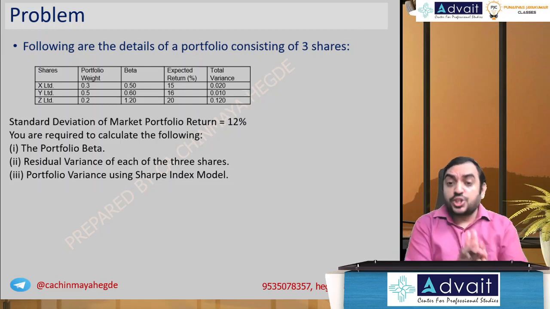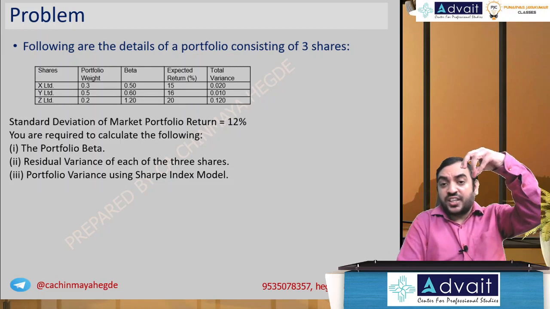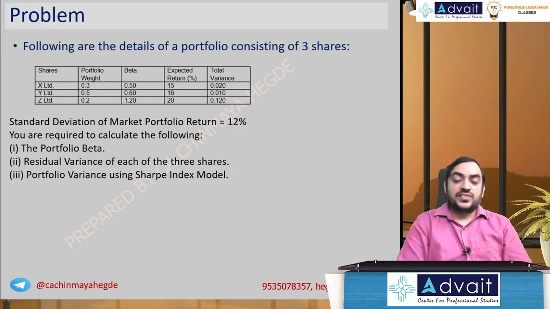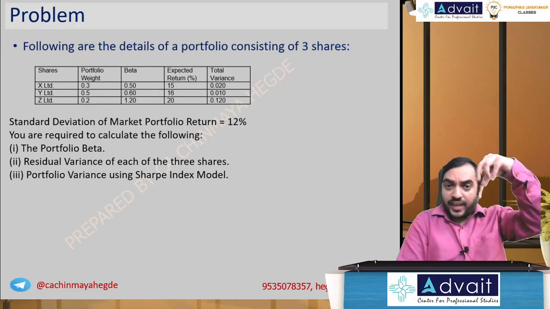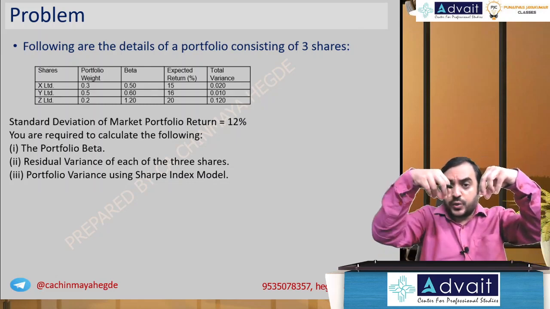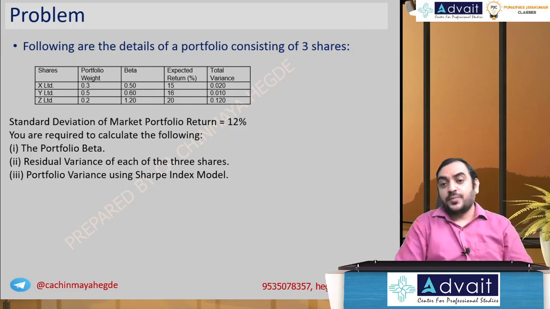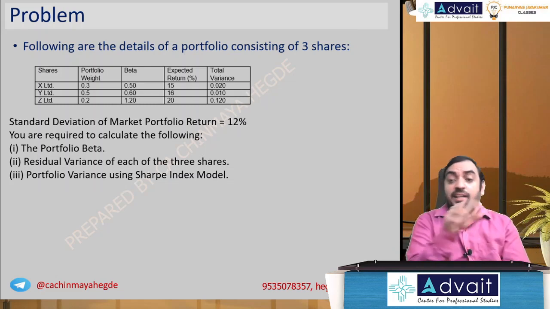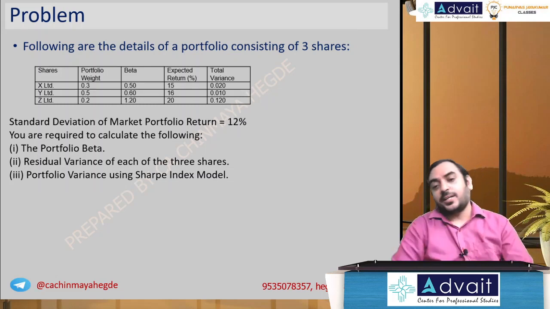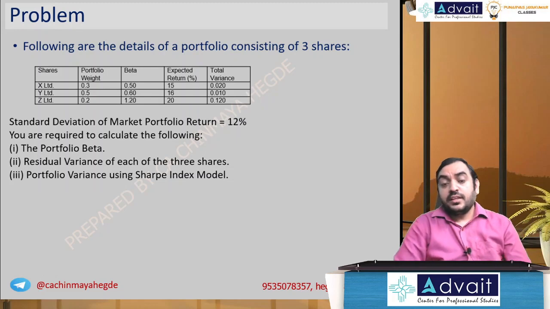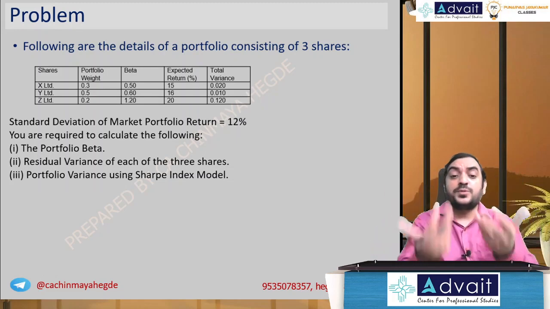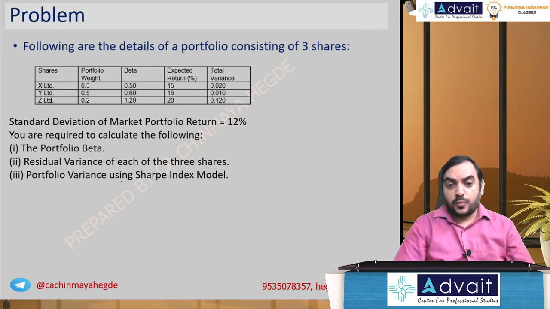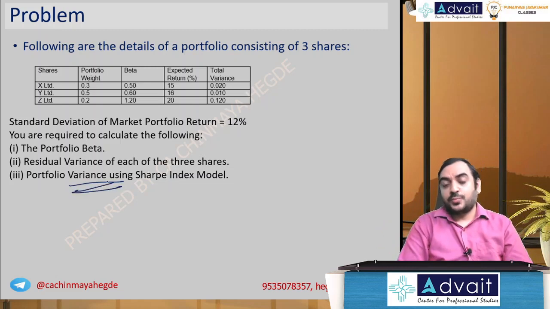Residual variance of each of the shares. Again, you remember the chart process. Total risk of a security. We calculate systematic risk. The balancing figure becomes unsystematic risk. So we prepare chart 1 for security X, the same chart for security Y, and the same chart for security Z. So 3 charts we prepare: total, systematic, and unsystematic. Then we are going to mix all of them. That becomes the portfolio. That's what they're asking last: portfolio variance using the Sharpe index model.